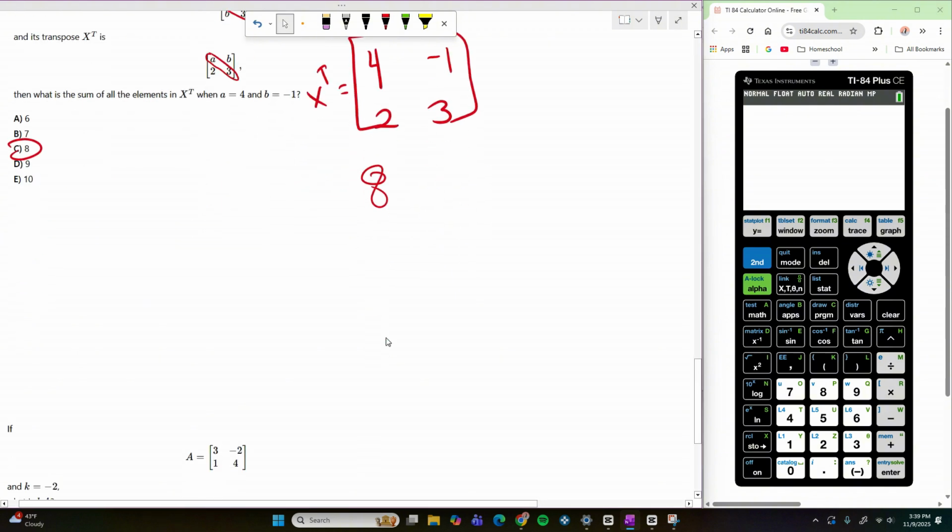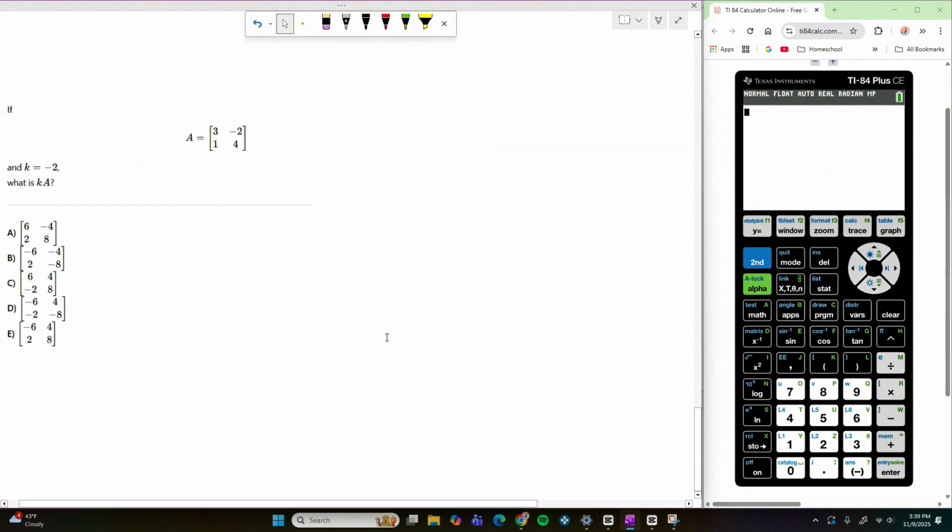Now, hopefully, we can look at this next problem. Let's take a look at this next problem. If A equals 3, -2, 1, 4, and K is equal to -2, what is KA? This is what they call scalar multiplication of a matrix. All that means is you have this number, negative 2, that's multiplying into your matrix.